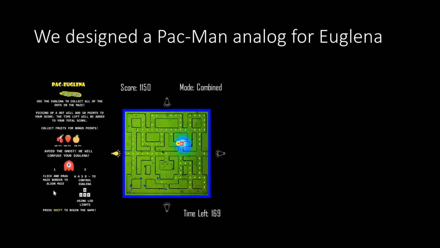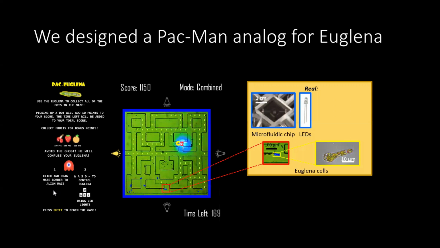So since we wanted to test microfluidic mazes in conjunction with light stimuli, we thought that Pac-Man would be a good base for our game. It has a recognizable maze, and the goal is to steer the Pac-Man character around in the maze. Both of those things have pretty straightforward analogs in real life. The microfluidic maze could be used to create the Pac-Man maze, and the LEDs could be used to steer the cells around. But what to do about the Pac dots, the pellets that Pac-Man collects for points?